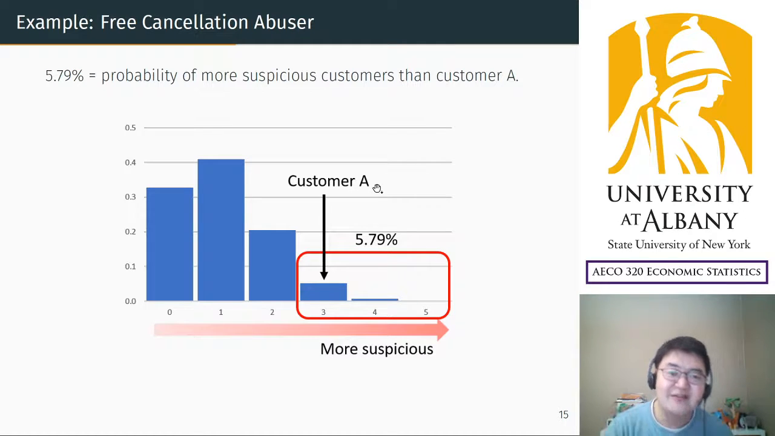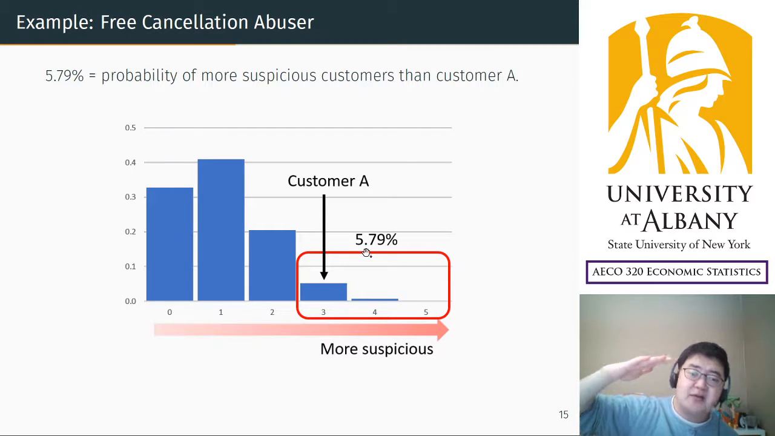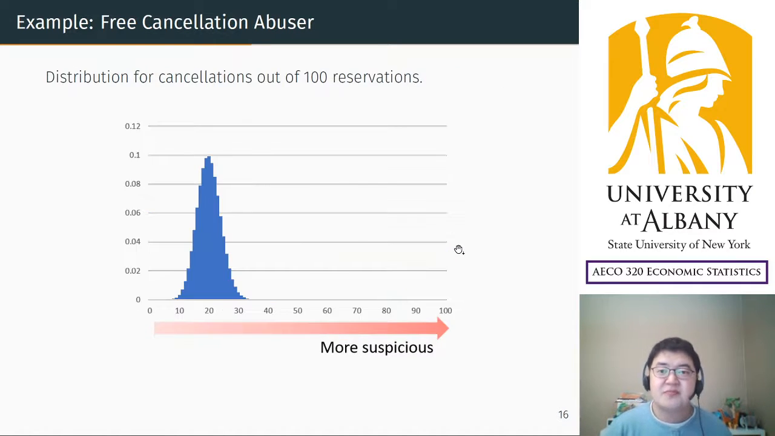It's very complicated, but if you think about this again and watch it again, I try to make it as easy as possible. So this is the rank. If there are 100 customers, customer A is top 5.79% suspicious. That's the rank. Now you can do the same thing for those who make 100 reservations.